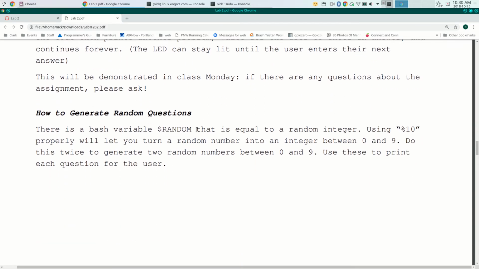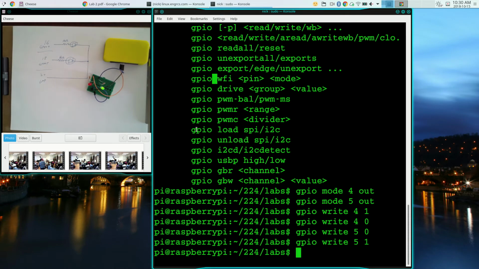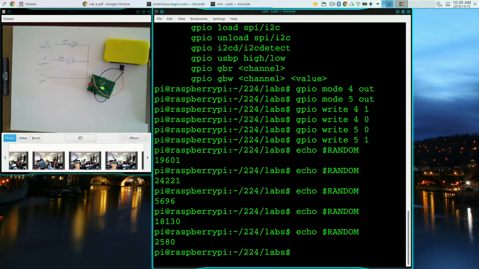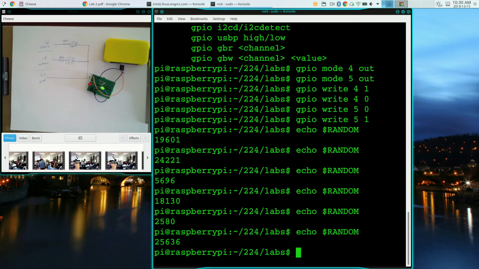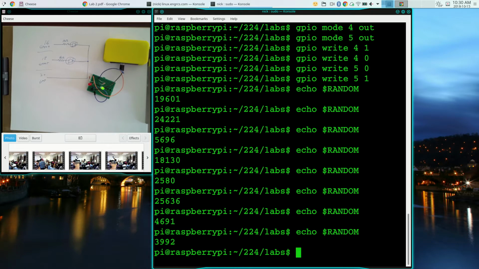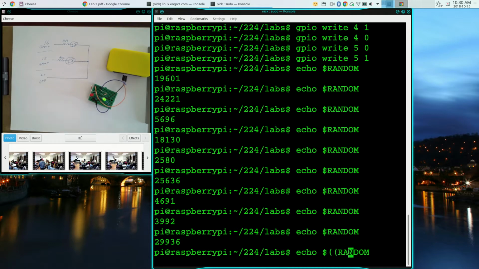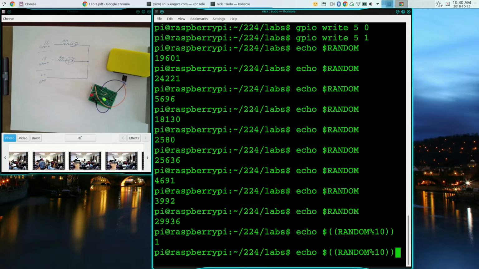All right, if you want to generate random questions, the easiest way is with this variable called random. So $RANDOM gives you a random number. And every time you do this, it gives you a different random number. Is there an upper limit for the random number? I think it's 32767. But since we want our quiz to be a little easier than that, we want numbers from 0 through 9. How do we change this into a number from 0 through 9? Remainder. Yes, remainder. So let's just do $((RANDOM % 10)). And so now we get a number from 0 to 9.